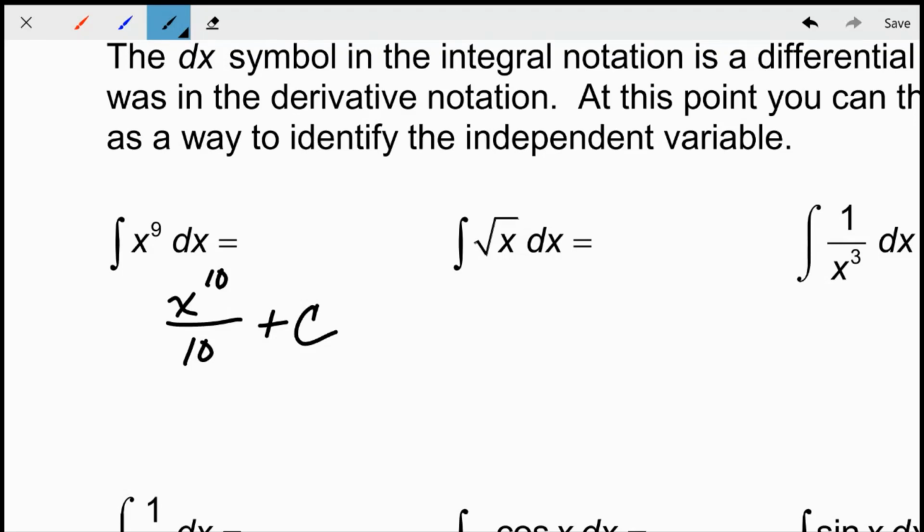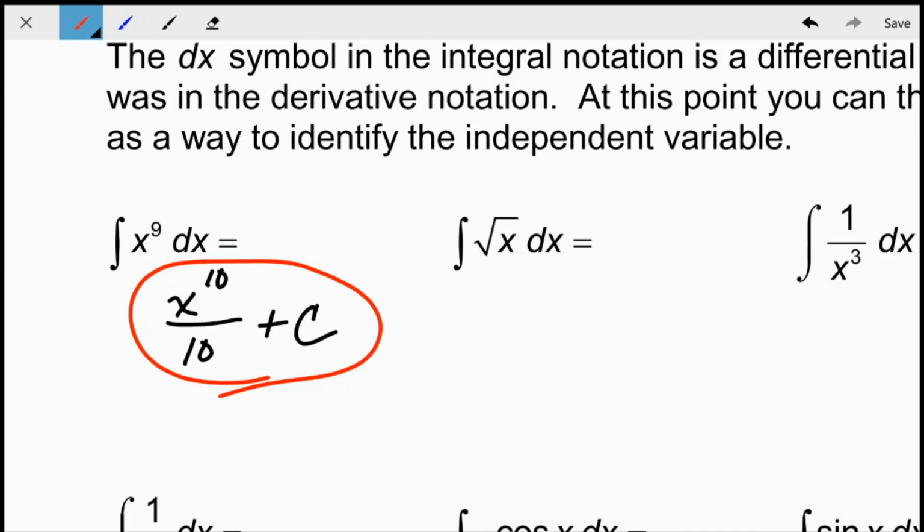Notice these are really easy to check. If I took the derivative of that result, I would end up with x to the 9th. So it's very, very easy to make sure that you've done these correctly just by reversing the process that you just did. Instead of taking the antiderivative, take the derivative and check your answer.